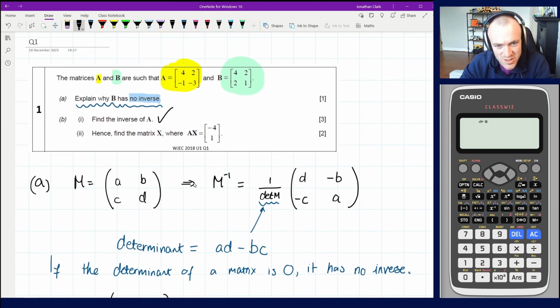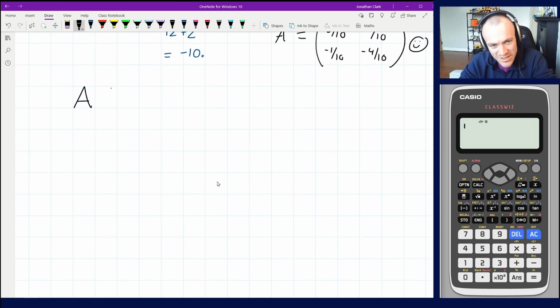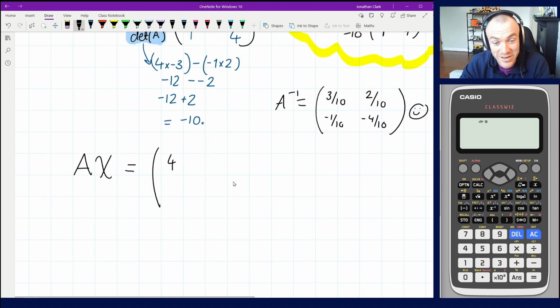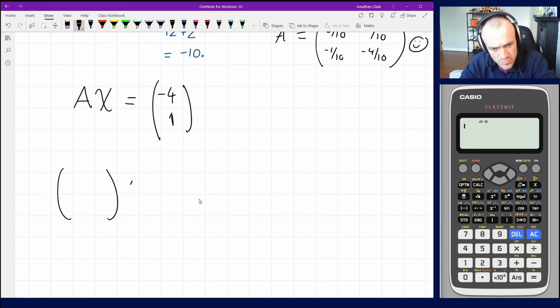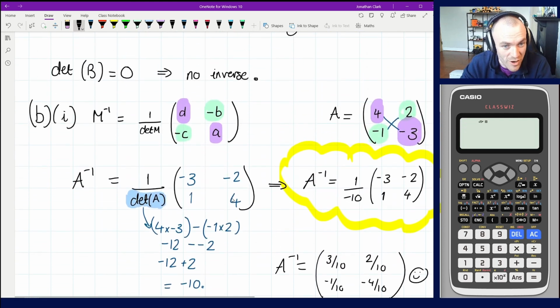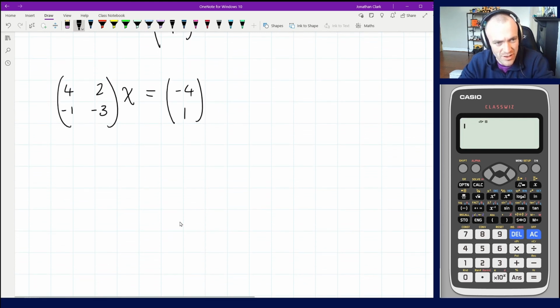So this part is sorted, and then we've got a 2 marker to finish it off. Find the matrix X. A times X is -4, 1. Okay, let's just write that down. A times the matrix X gives us the result -4, 1. And we know the matrix A, oh, we don't know it off by heart. There it is. 4, 2, -1, -3. So that is the statement there. AX is -4, 1.